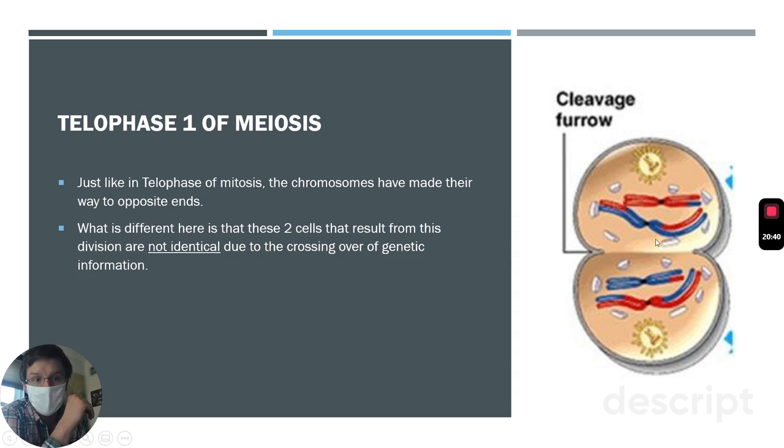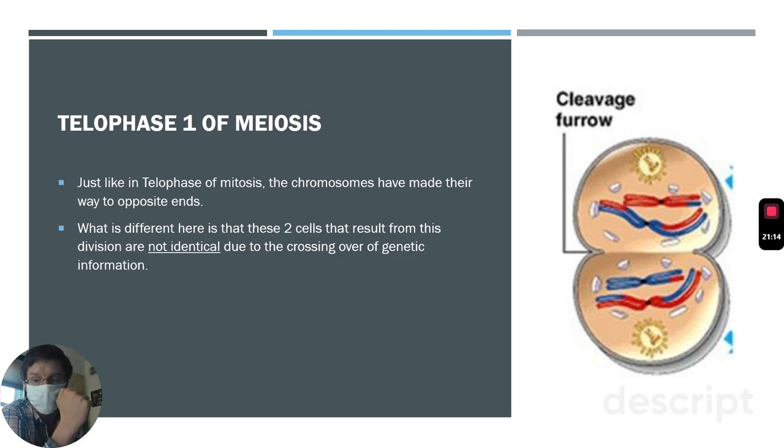For right now, I just want you to understand that the cells that result from meiosis are not identical. It's mitosis where we have cells that are identical. All right, so this is telophase 1 of meiosis. All right, so this results in two cells that are different from each other and the original. So we've gone through prophase 1, metaphase 1, anaphase 1, and telophase 1 of meiosis.